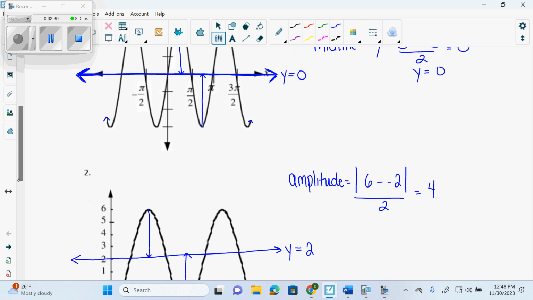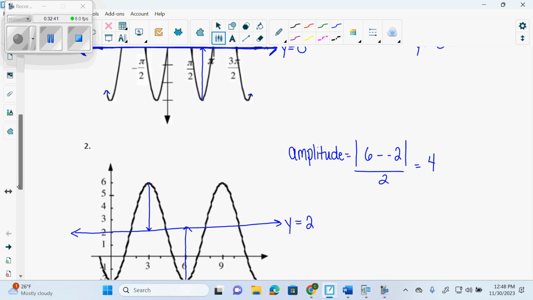If we look at number 2, our midline is y equals the maximum, which is 6, plus the minimum, which is negative 2, divided by 2, is 4 divided by 2, which is 2. So it's at y equals 2, which I already found, right? We already found it at y equals 2.